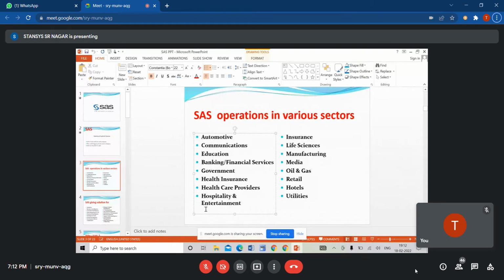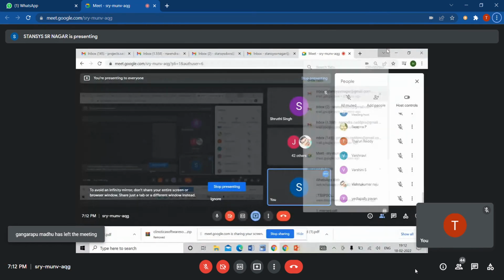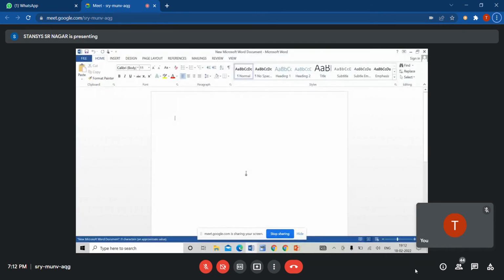So anybody having any idea why we are using SaaS in the market? In the market, we have a lot of software for data analysis purposes. Then why are you using SaaS? Anybody having any idea?